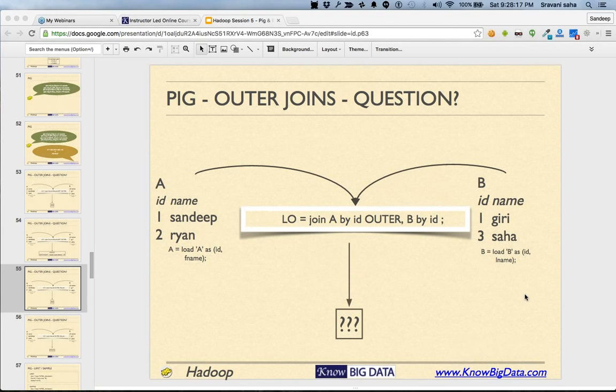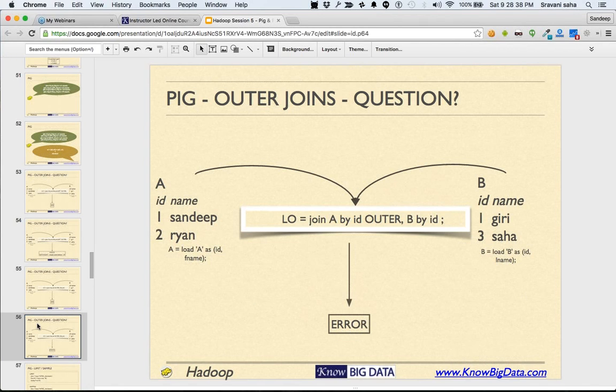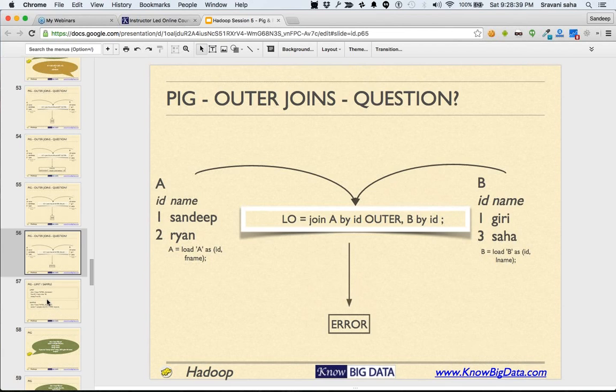All right. So is this correct or wrong? Anybody? Yes. We need to specify left, right, or full. That's right. Good, good. All right, good.